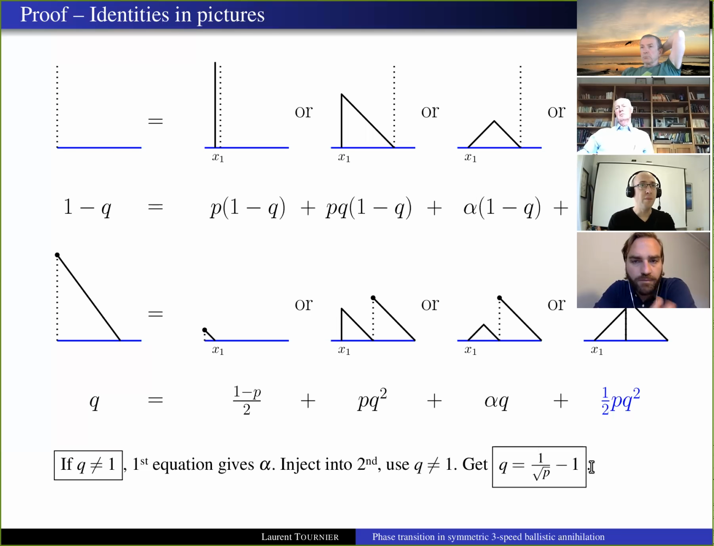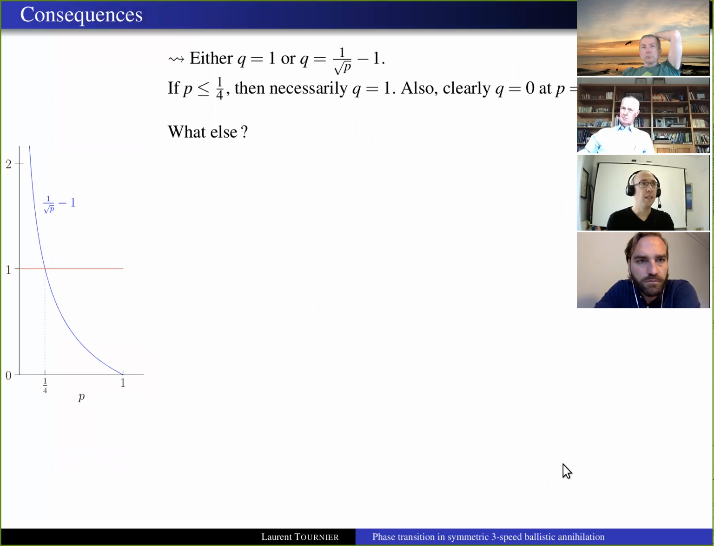But you are not quite done, because what you get is that either q equals 1 or q equals 1 over root p minus 1. So which one is it? So one would be the red line here. 1 over root p minus 1 is the blue curve here.